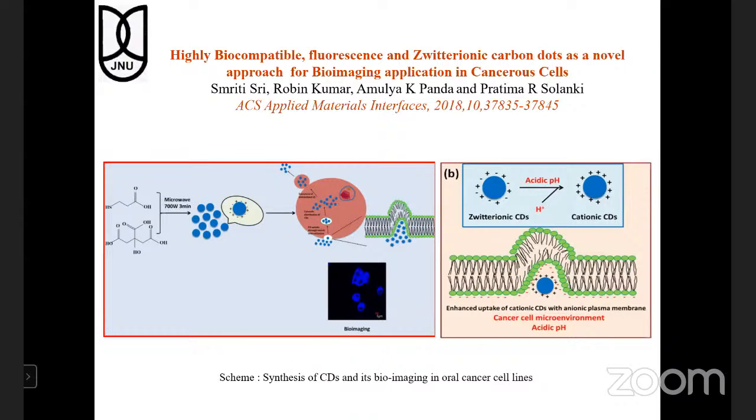Within 3 minutes we can prepare carbon quantum dots, which are highly fluorescent in nature. Here we have tested their biocompatibility. They show both positive and negative charge on their surface, and they can easily penetrate into cancer cell lines.